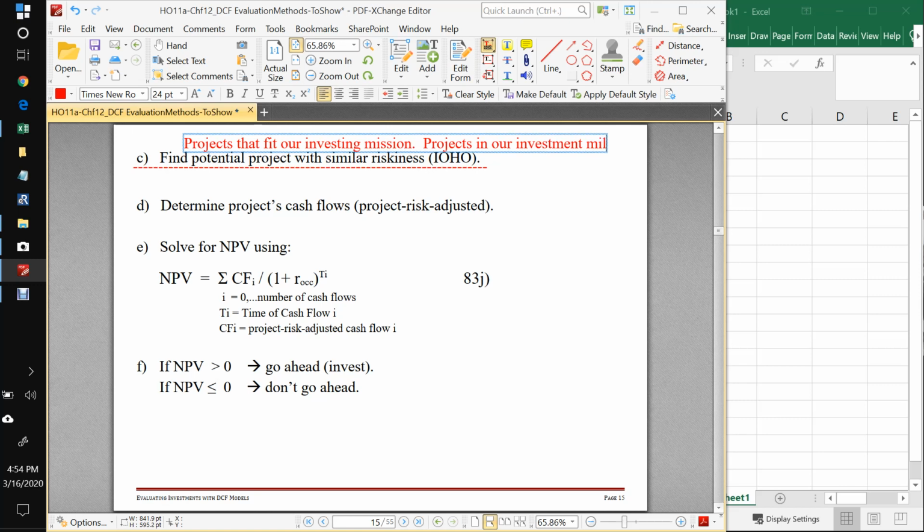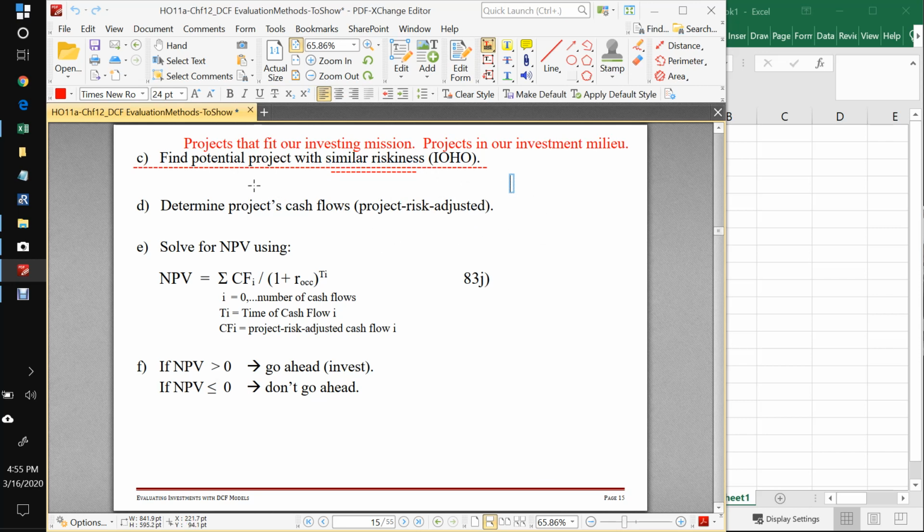investment milieu, something like that. I can't spell in English, let alone French, but in our investment galaxy, in our investment milieu, you get the idea. We have to have similar riskiness. Otherwise, they don't fit our mission. They're not in our milieu.